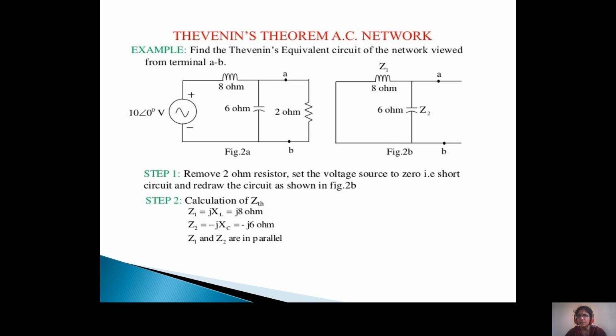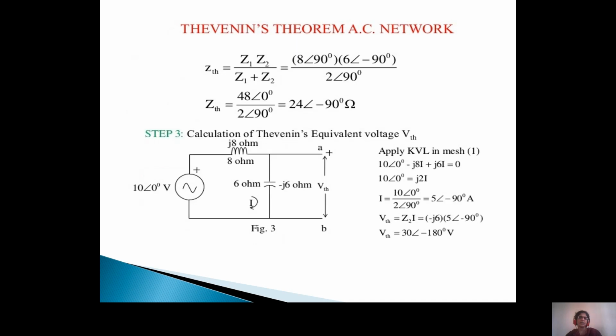Then whatever the current flowing here, these 8 and 6 are in parallel. So here the impedances are Z1 equal to jXL, that is j8, and Z2 equal to minus jXC because it is the capacitance, so put minus j6. Here Z1 and Z2 are in parallel, so ZTH is equal to Z1 Z2 by Z1 plus Z2.